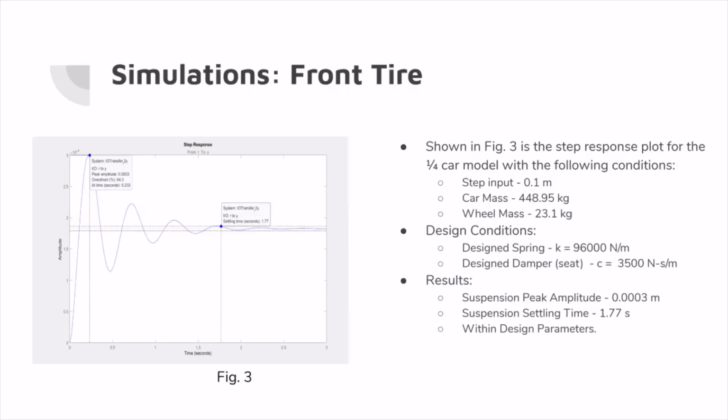The design conditions, which we designed to create the best response, were K equals 96,000 newtons per meter, and a designed damper of 3,500 newton seconds per meter. The results of these design conditions were a suspension peak amplitude of 0.003 meters and a settling time of 1.77 seconds. These reactions are within the design parameters which we set at the beginning of the experiment.